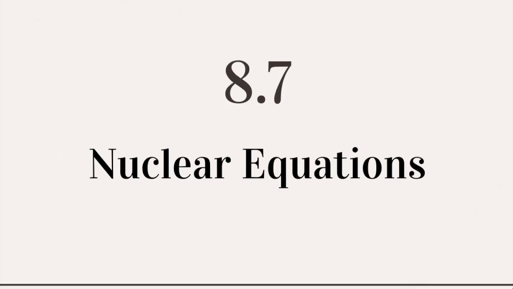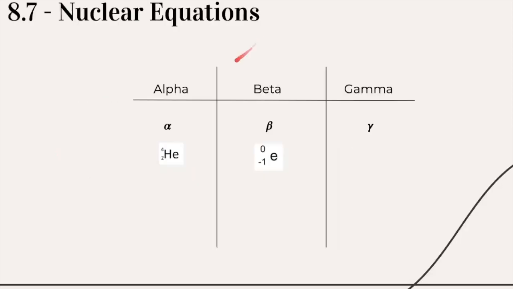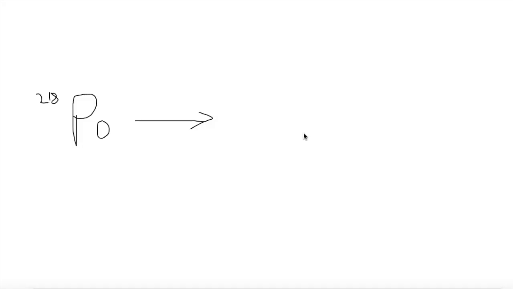So now we move on to nuclear equations. As described before, alpha, beta, and gamma particles. Here's a symbol for alpha, which corresponds to the helium nucleus that looks like this. There's the beta particle, which is represented by this symbol. Really, a beta particle is an electron, and that is represented by this. And then we also have our gamma particle. When it comes to writing equations for nuclear reactions, it's actually not too bad.